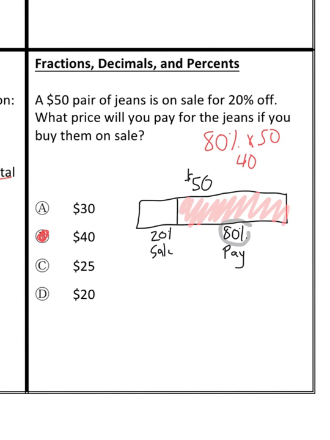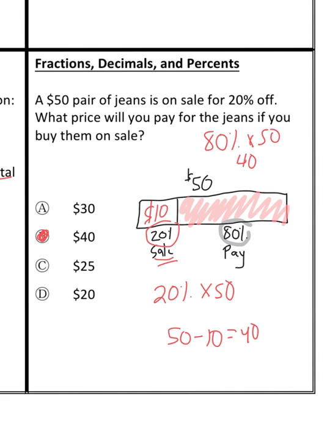But maybe you didn't think of that. Maybe you typed in the 20% times 50. And if you do that, you get $10. But here's where you got to think. That $10 is the sale. That means you are not paying that $10. So you would have to take the $50 original price and subtract the $10 that you didn't have to pay to get your $40 that way. So that is a tricky one. So be careful when you do the one on the 50 side.